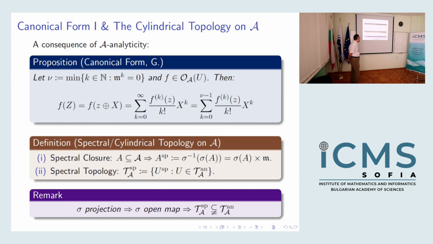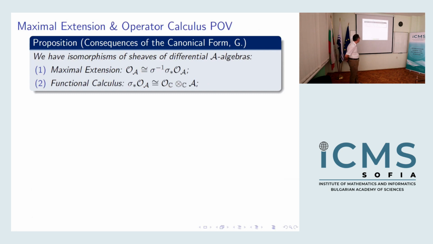topology on A is simply the topology given by the spectral closures of the cylindrical closures of the open subsets in the analytic topology. So it's kind of a cylindrical topology on A. And of course, because sigma is a projection and an open map, we have in fact a strictly coarser topology. And so this allows us to characterize the structure sheaf a little bit.